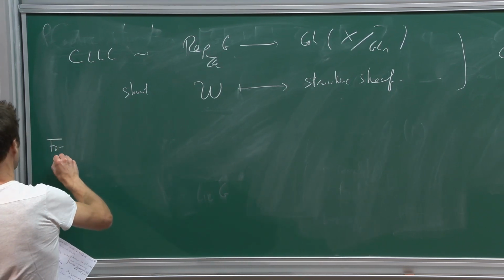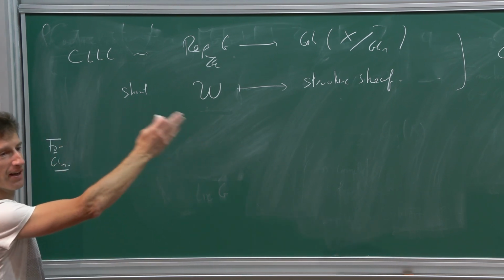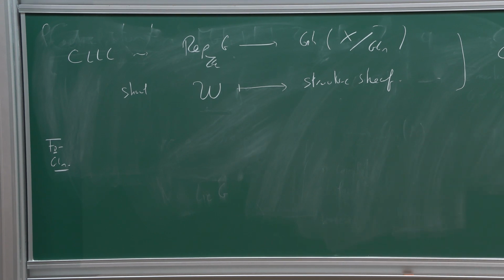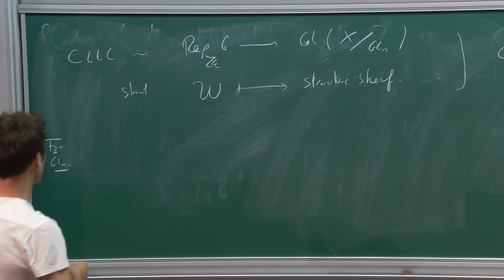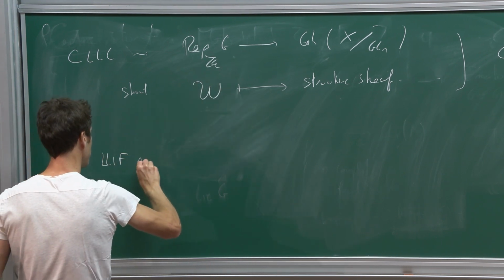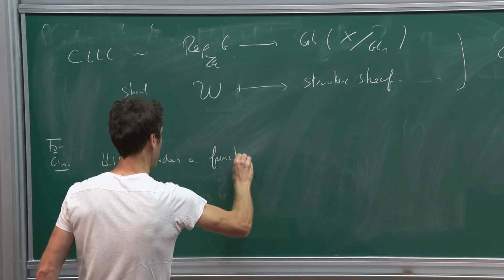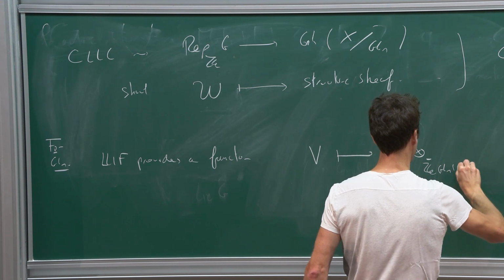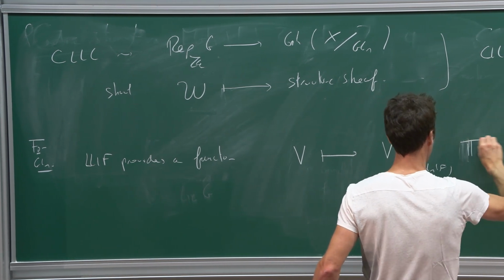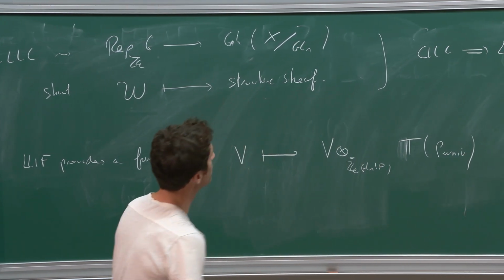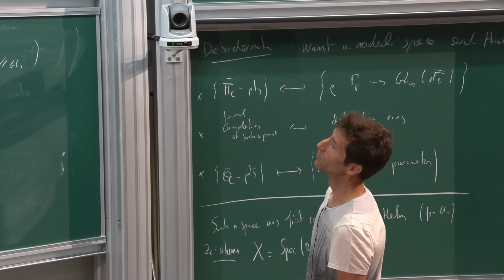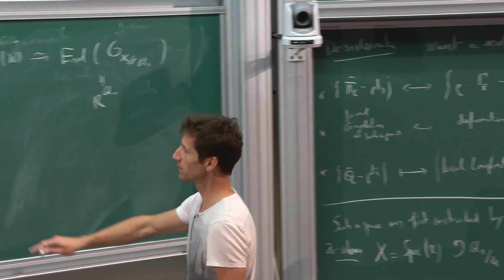for GL_N again, there is still a recipe. I won't claim that LLIF implies CTLC, but at least LLIF gives you a functor, and then you can hope this is the desired functor here. So LLIF provides a functor which basically maps a representation V to V tensor over Z_L bar GL_N of R, pi of rho univ. So what is pi of rho univ? So rho univ is the universal object, and it turns out to be a representation. Maybe you have to know that, but let's admit this.